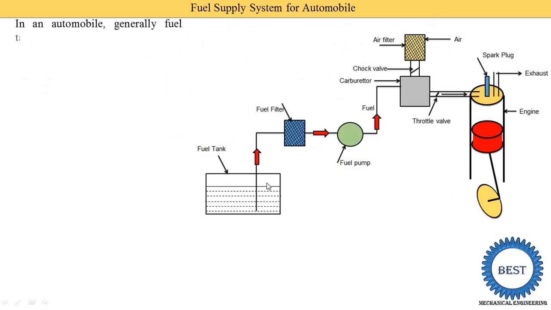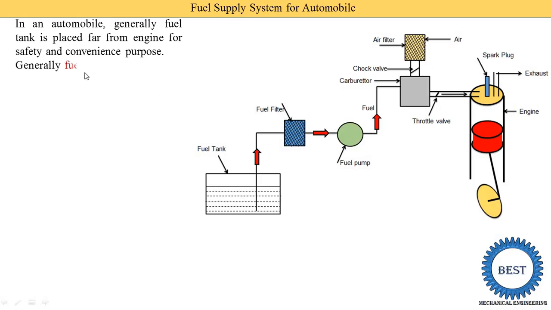Again I use this figure for better understanding. In an automobile, the fuel tank is generally placed far from the engine for safety and convenience. Far away means it is placed at a certain distance from the engine. Here you see this is the engine and this is the fuel tank. They have a certain distance to avoid fire.